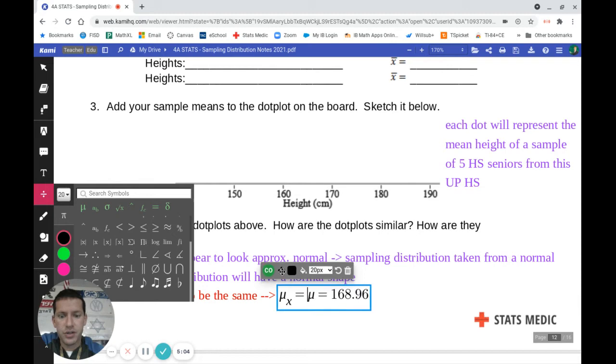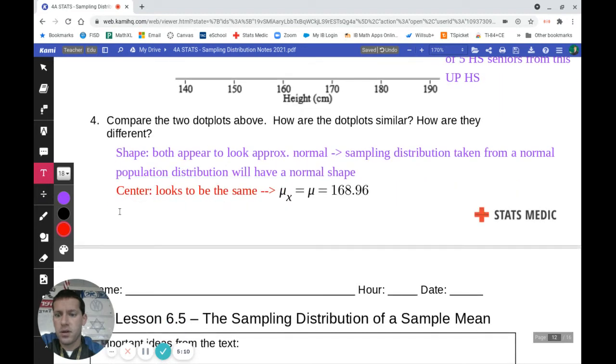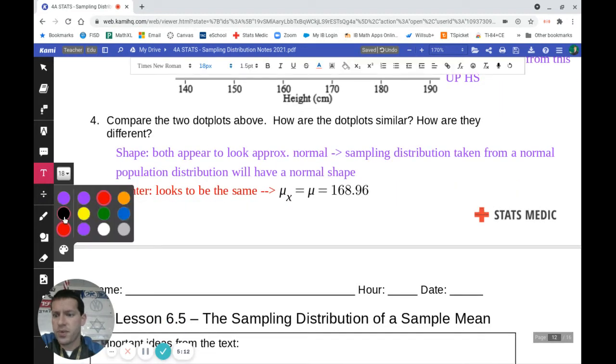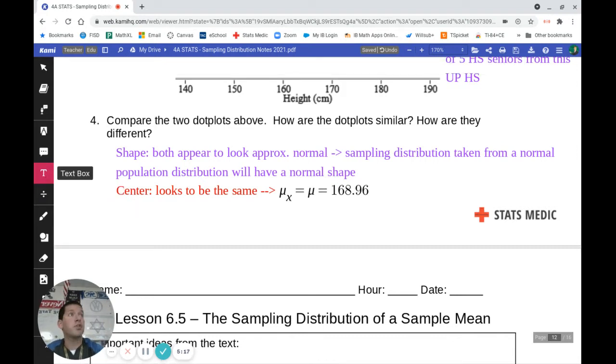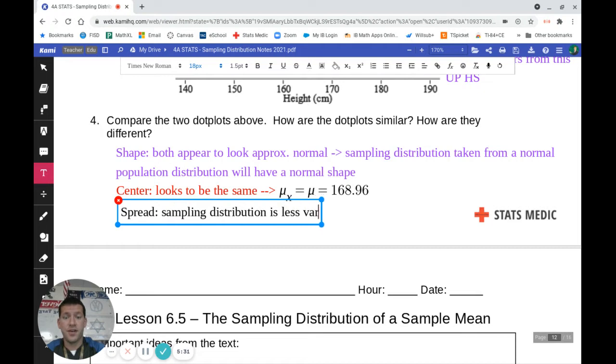So that won't change. But what we're going to find out in our final comparison is the spread. We already talked about shape, didn't we? The spread of the distribution, we'll see that the sampling distribution is kind of squeezed together, and we can call that and say that's less variable.